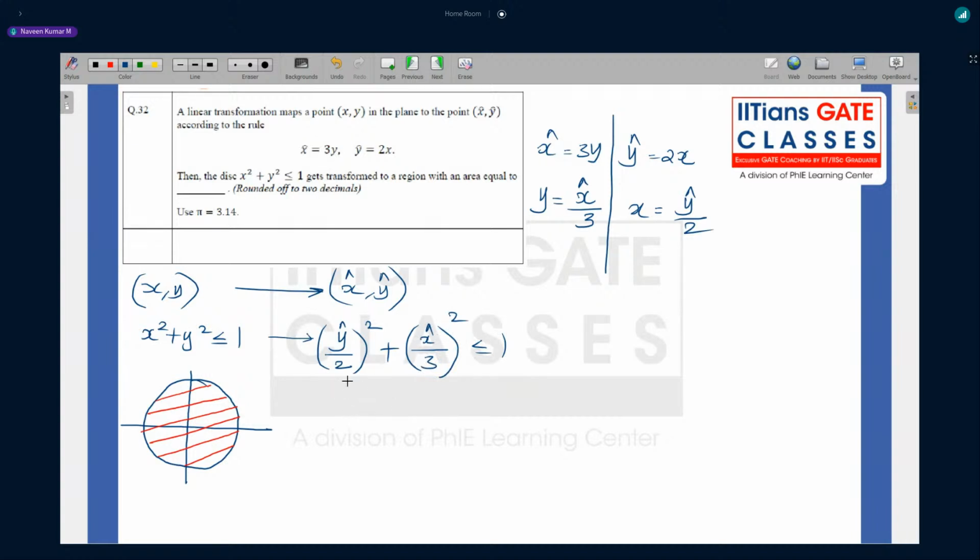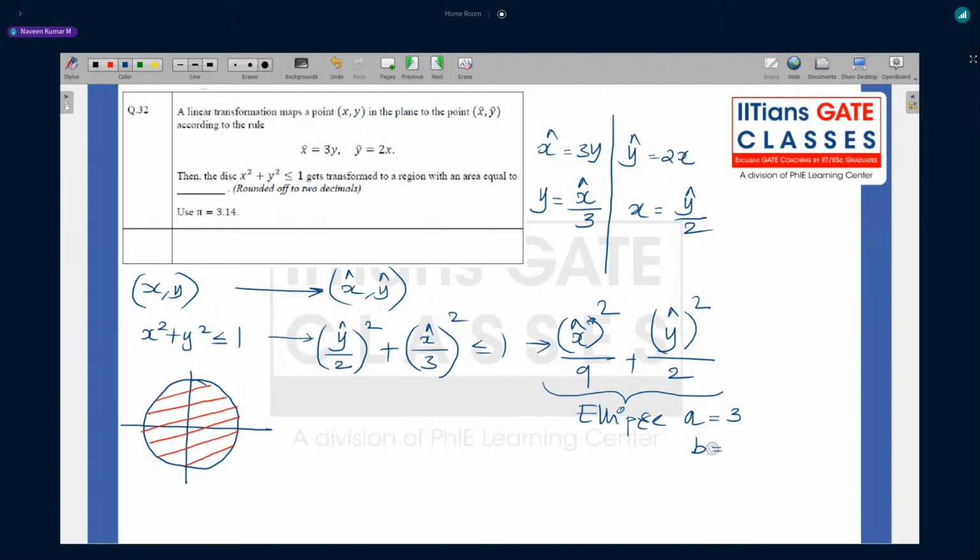This is an ellipse with major radius. Let me rewrite this. That is x squared by 9 plus y squared by 4. So from here I can say this is an ellipse, with major axis value 9, semi-major axis value 3, and semi-minor axis value 2.